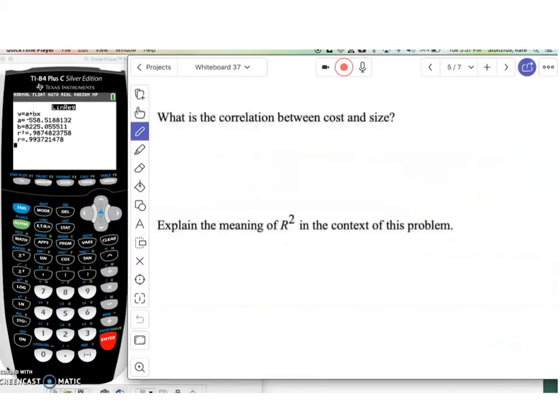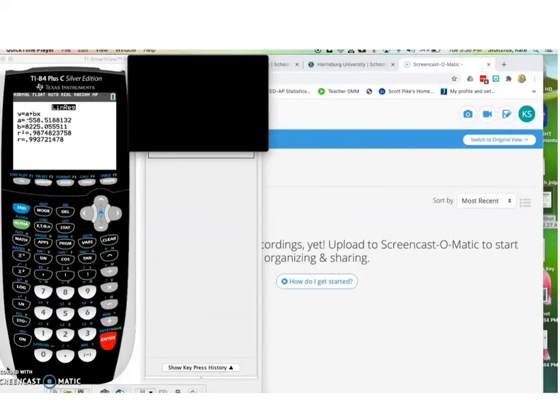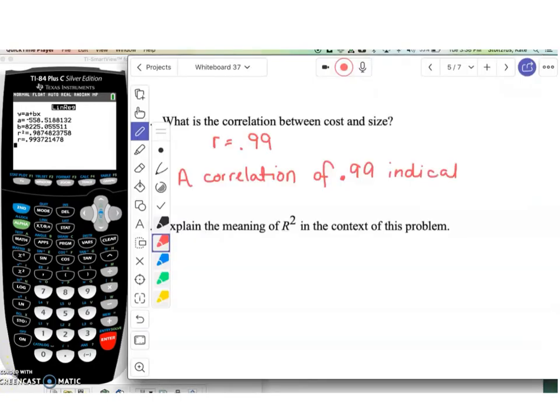What is the correlation between the cost and the size? So correlation is your R value. So a correlation of 0.99 indicates, I would say, a very strong positive linear association between your two variables.